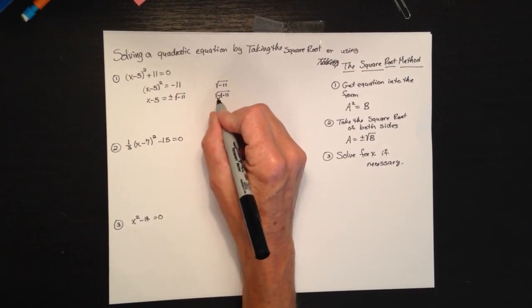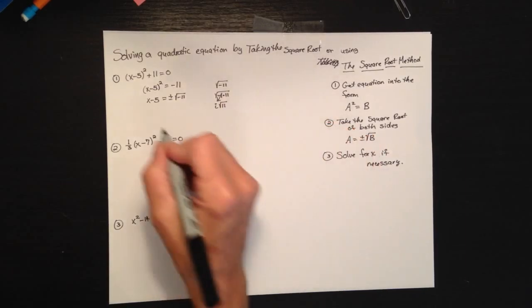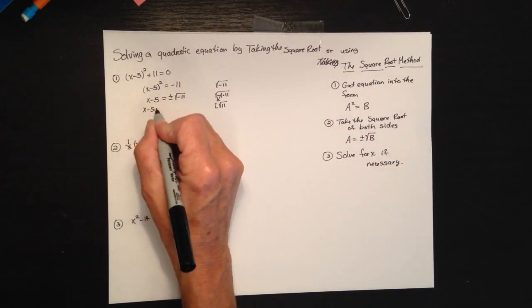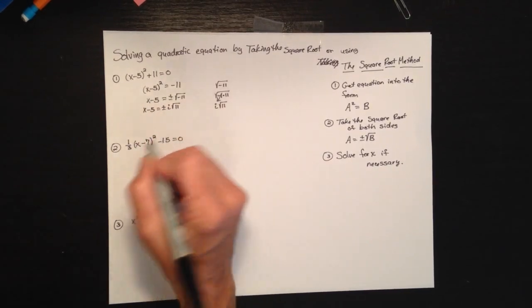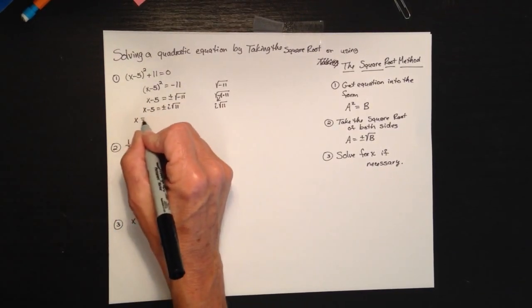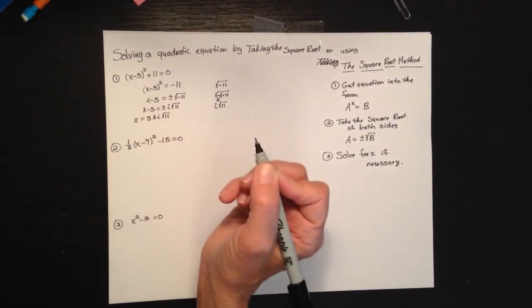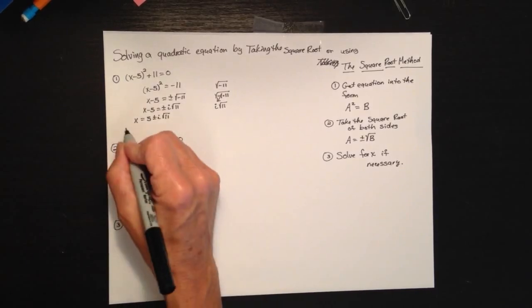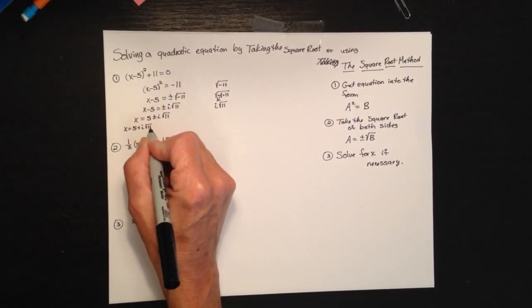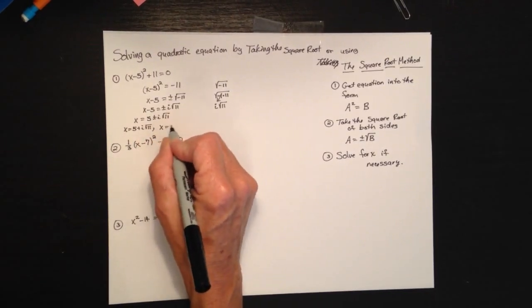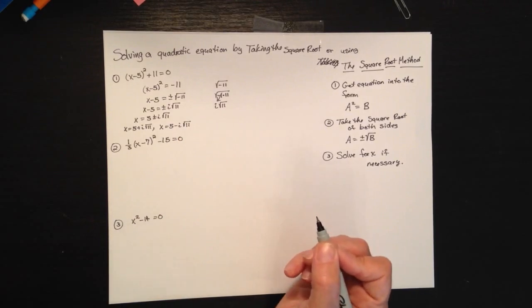So we're going to take this out. It becomes an i, and we're left with the square root of 11. So x minus 5 equals plus or minus i times the square root of 11. I'm going to add 5 to both sides. x is equal to 5 plus or minus i square root of 11. If we want to separate our answers, here's one. x is equal to 5 plus i square root of 11. x is equal to 5 minus i square root of 11.